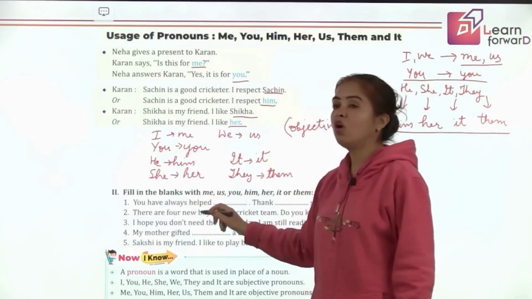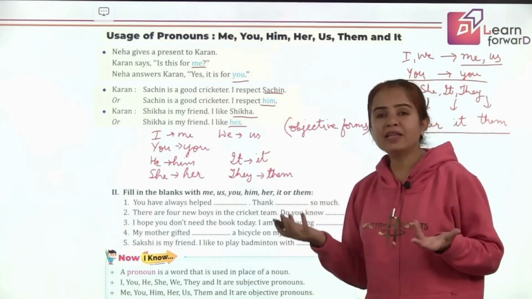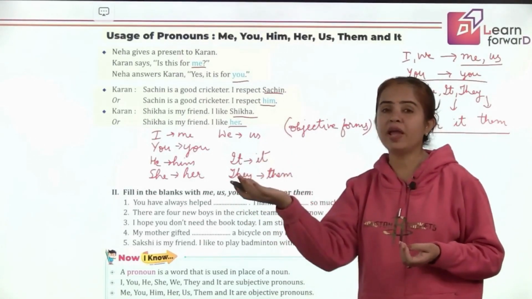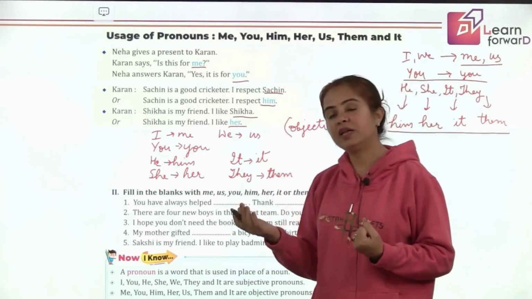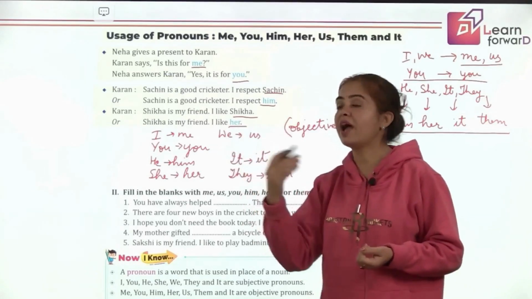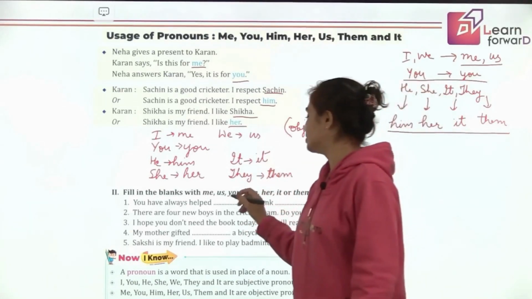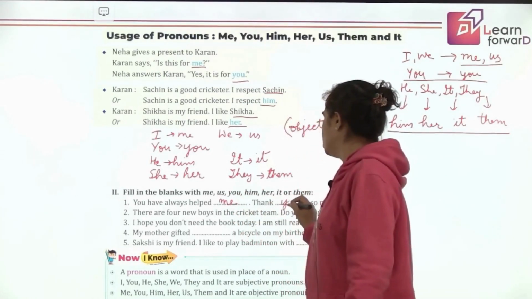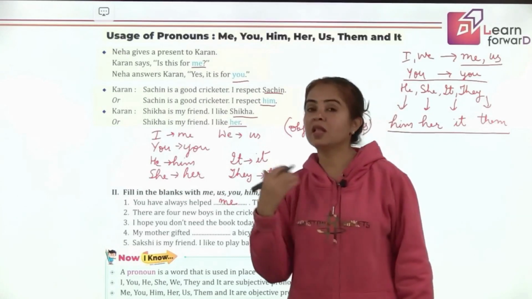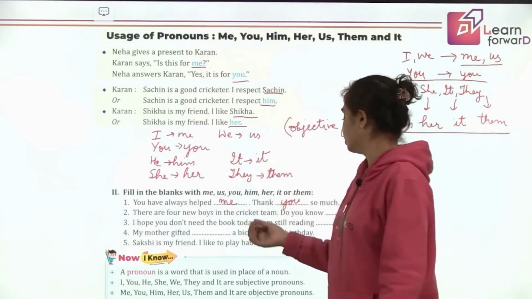You have always helped dash. So, whom has he helped? Whom have you helped? You have, because I am saying about you. Definitely, I am talking about myself, that you have always helped me. Thank you so much. Yes, helped me. Thank you. Because I am saying thanks to the speaker. So, it will be thank you so much.